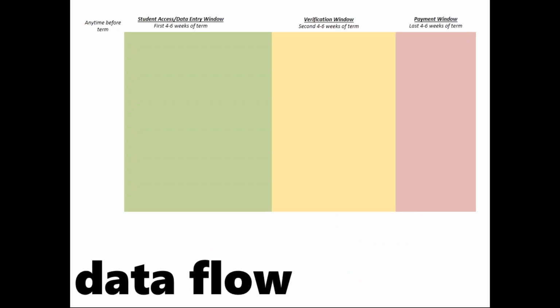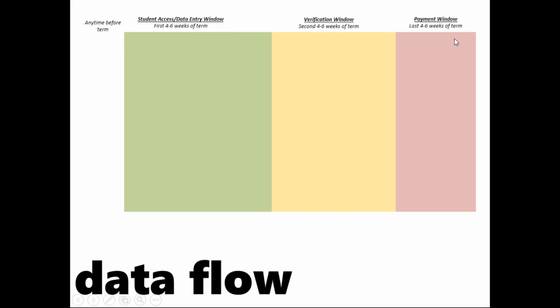In terms of the data flow, there are lots of different processes that take place in a given semester or trimester. I want to paint a picture of three very distinct times; we separate the process into three distinct categories. We have this first one, you can see the green block. This is the student access window, or what we also refer to as the data entry window. Then we have a verification window and then the payment window.